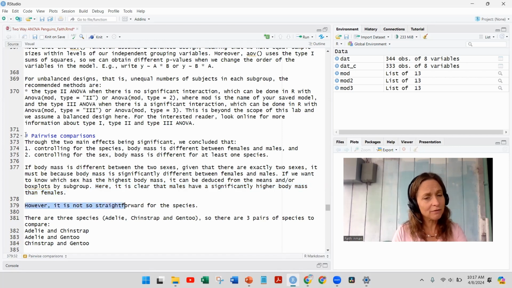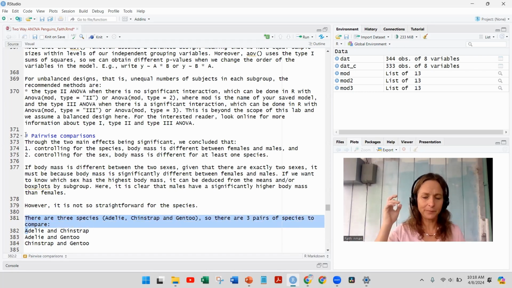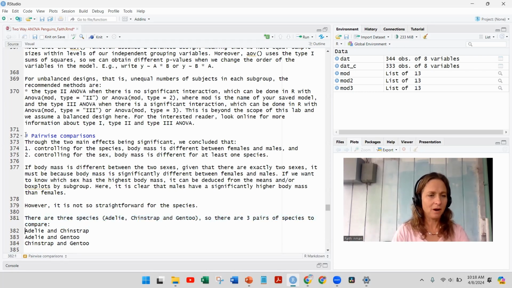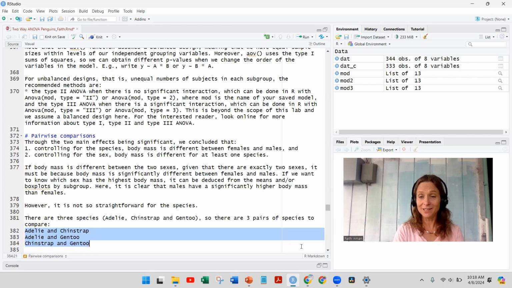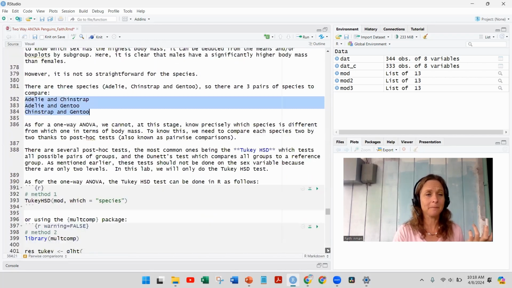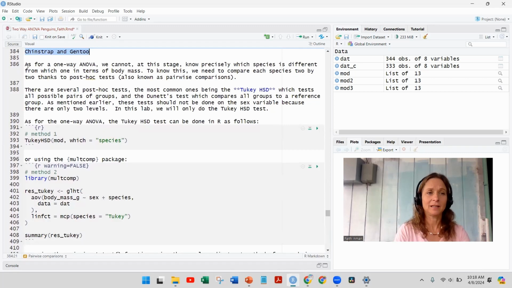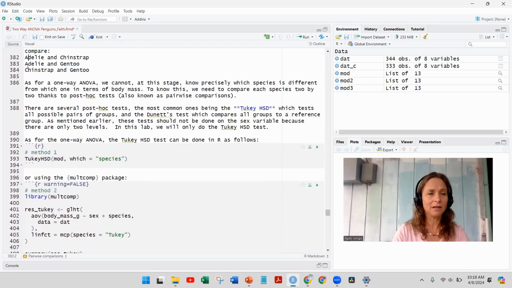However, it's not so straightforward for the species. That's because there are three species, Adelie, chinstrap, and gentoo, so there are three pairs of species to compare. Our three comparisons are Adelie and chinstrap, Adelie and gentoo, and chinstrap and gentoo, right? That's three separate comparisons. And the same as for a one-way ANOVA, we cannot at this stage know precisely which species is different from which one in terms of body mass.